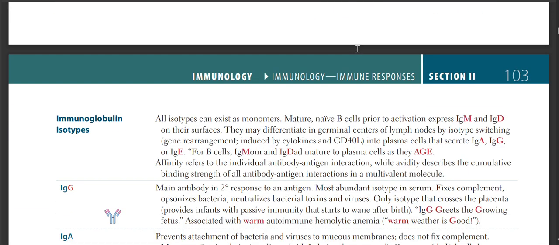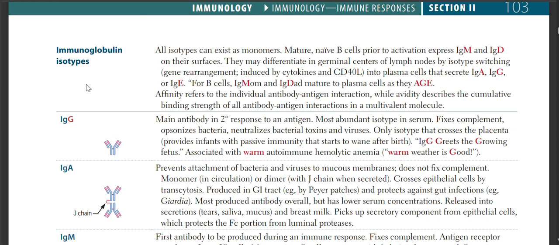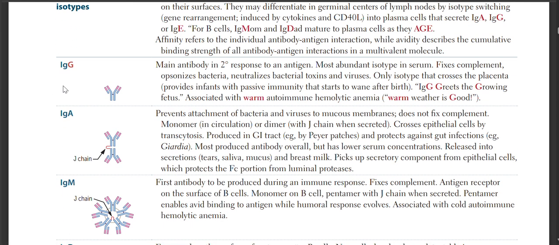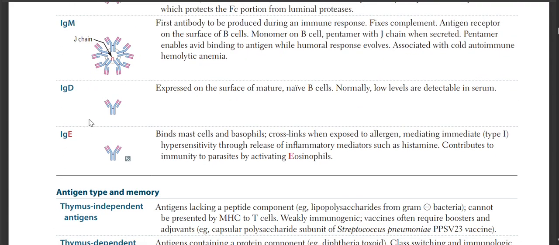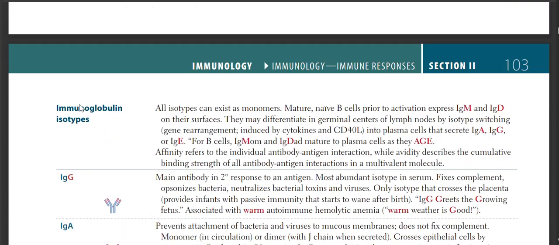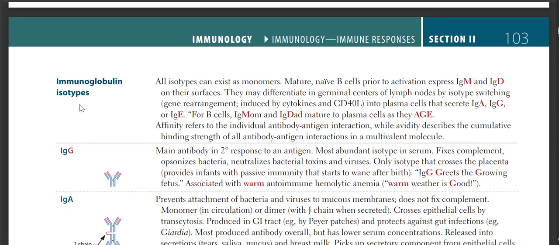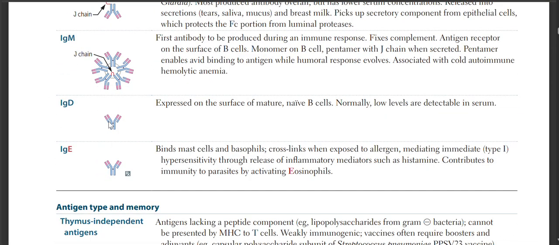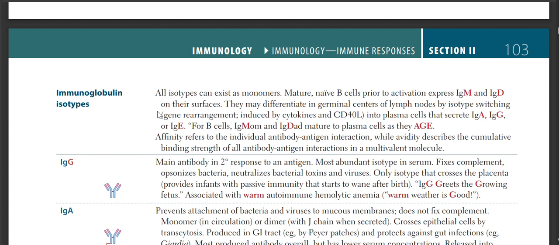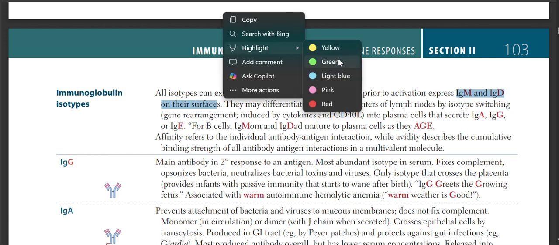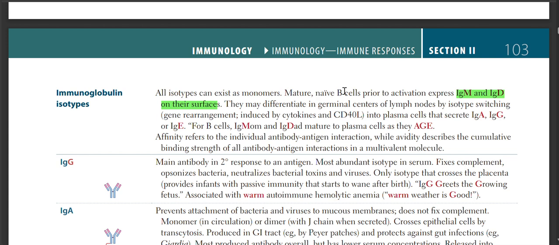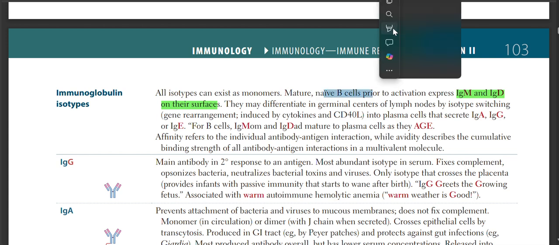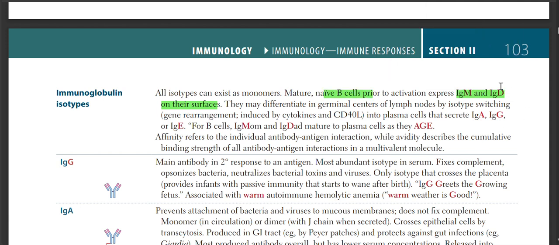No problem. Now we have immunoglobulin subtypes. So obviously there's G, A, M, E, D. Now, one thing that you need to remember is that M and D immunoglobulins are usually present on immature B cells, and as they mature, they lose these.